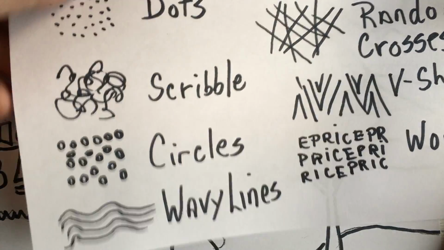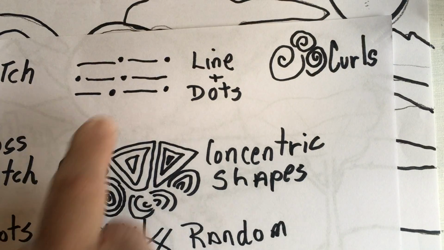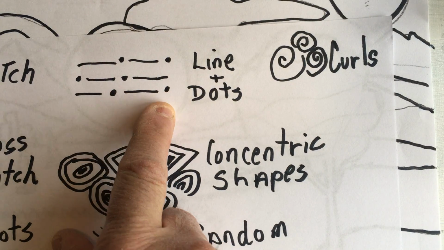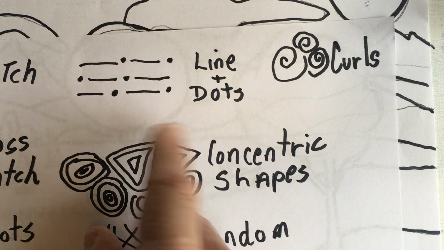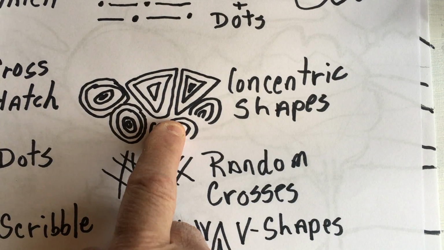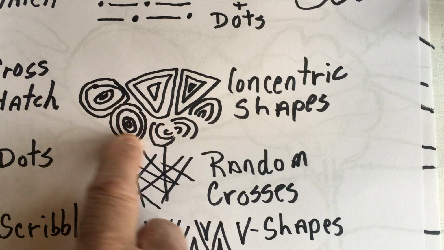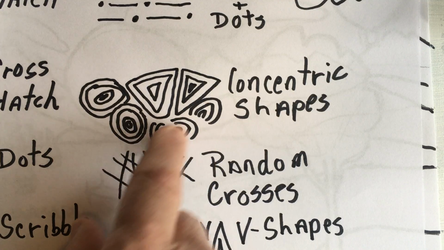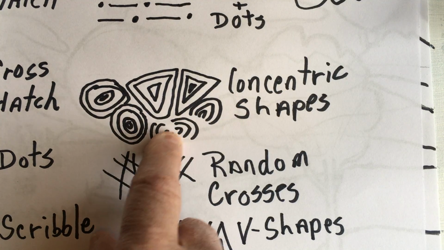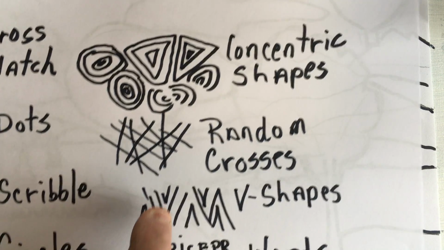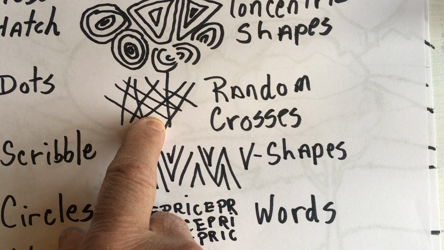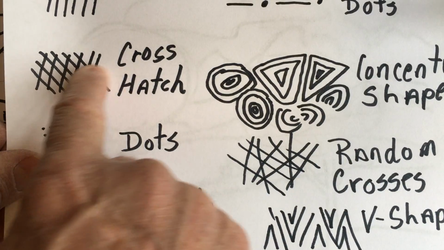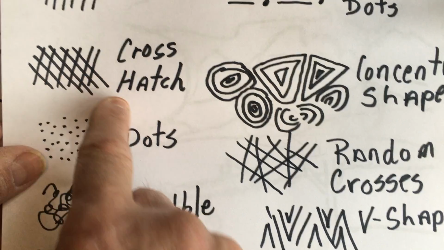Okay, and you can do different combinations. Over here I have lines with dots. You can do lines with circles, curved lines. You can do concentric lines, lines that go around and around one another, or in the case of a triangle or a square or a rectangle. And you can even have them open. You can do random crosses, which are unlike crosshatch, which is more organized.